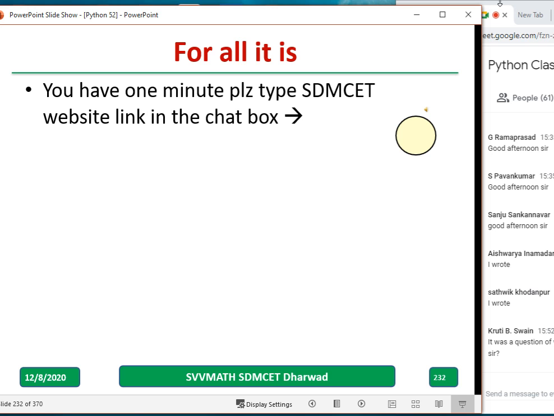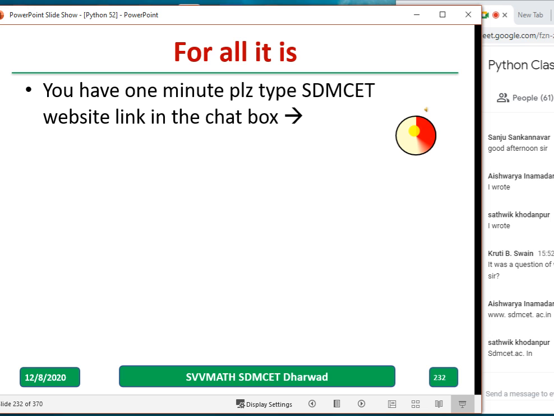Please type the SDMCT website link in the chat box. I want Aishwarya and Satvik to type first. Others, you wait for a few seconds. Let Aishwarya and Satvik type the college website link. I will not become angry. Let me see what they type. Once they type, others can also keep it ready. Don't press the enter key. Thank you, Aishwarya. Others can wait for another 10 seconds. sdmct.ac.in, Satvik. Others can type now.